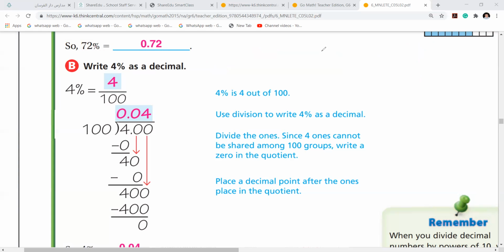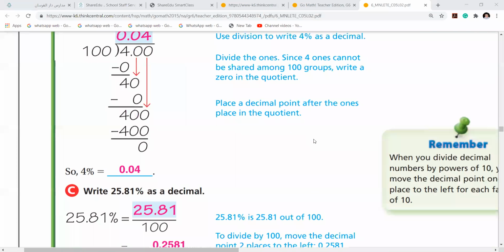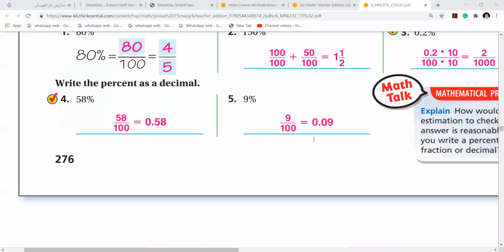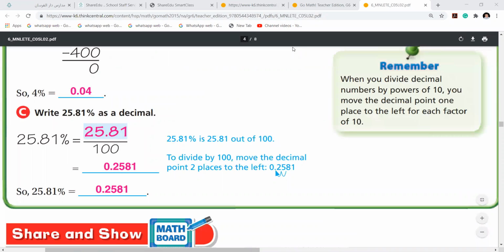Clear? So there is one more way that you divide and you get the answer. Now next. So that's what your answer here is, 0.04. Let us start with the C1. That is 25.8.